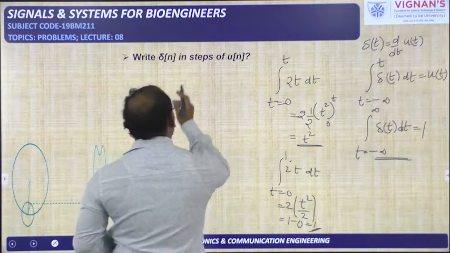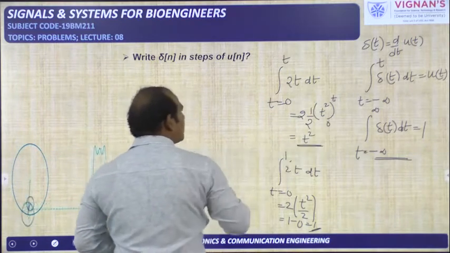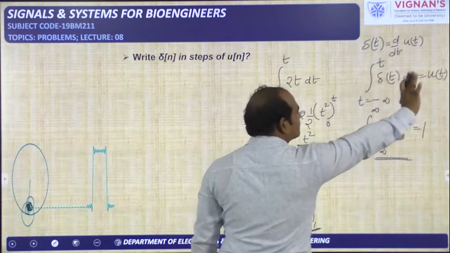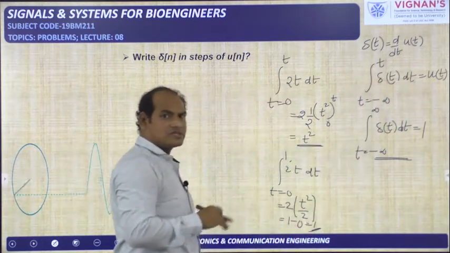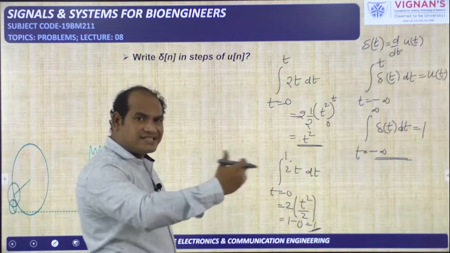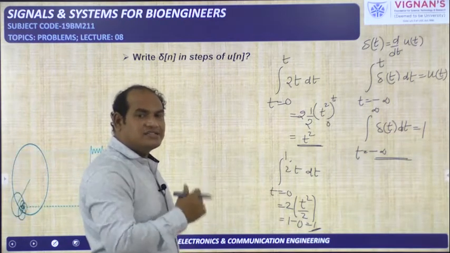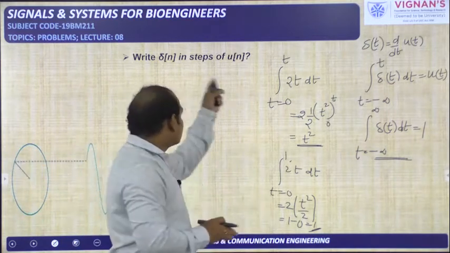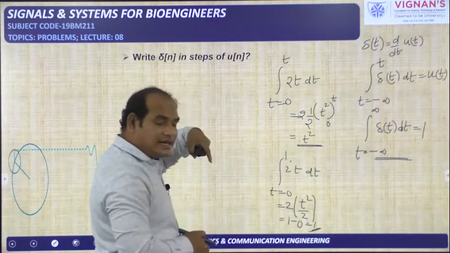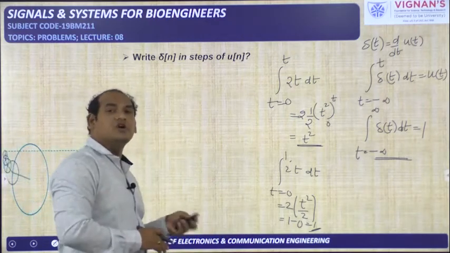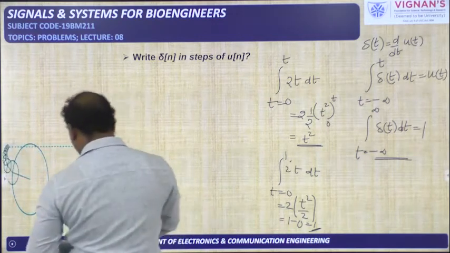Now, this is about the continuous domain. How we are representing del of t in terms of u of t, that is about this one. That is d by dt of u of t, that I have already explained. By taking the derivative for the left side part of u of t and the right side part of u of t, and exactly at t equal to 0, what is the derivative, all those things we have seen, that is over. Now the thing is, in the discrete domain, how are we going to represent del of n in terms of u of n? That is important here. So we will see now.